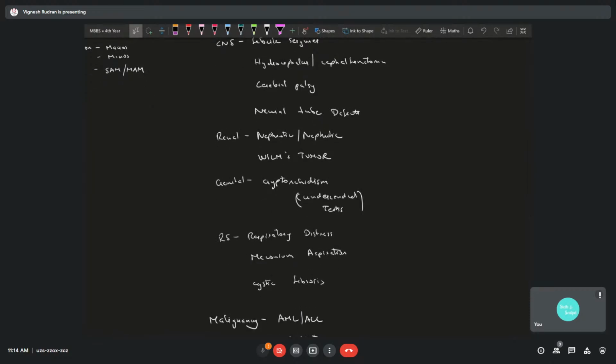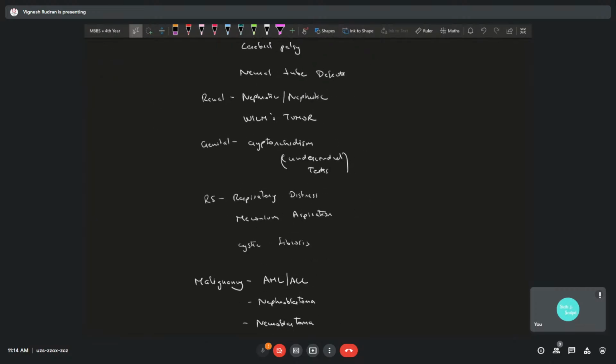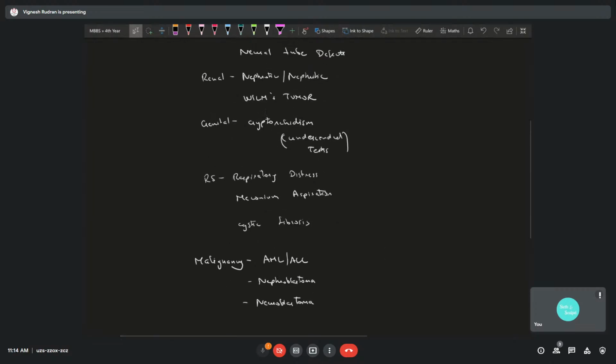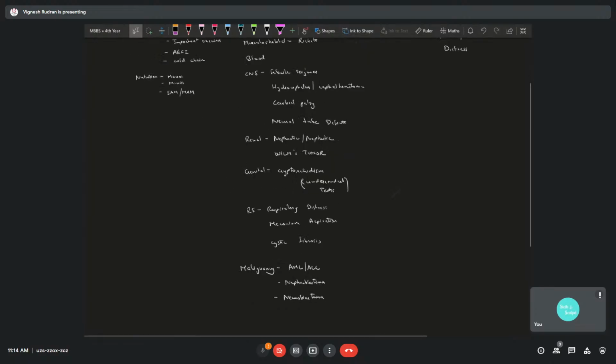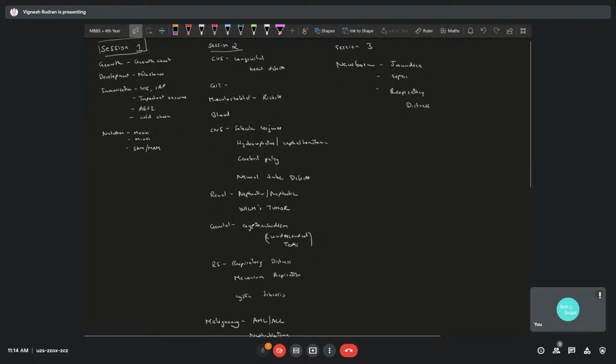Then going to your renal system, nephrotic and nephritic syndrome are most important. Then you have an important malignant tumor over there, that is Wilms tumor. Then in genital, you have cryptorchidism or undescended testis, which is common in the pediatric age group. Then your respiratory system, you have respiratory distress, meconium aspiration, and cystic fibrosis. The last few important malignancies in pediatrics are AML, ALL, nephroblastoma, which is the other name for Wilms tumor, and neuroblastoma, which is a tumor of the adrenal gland. The last session will be a short session on newborns.